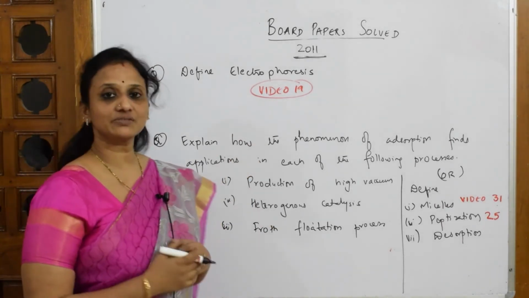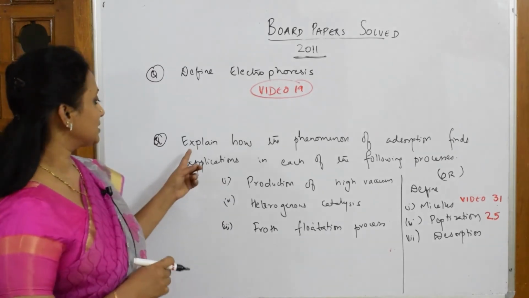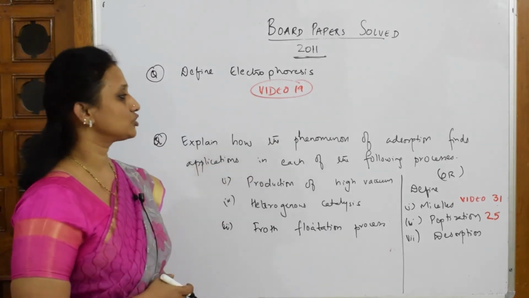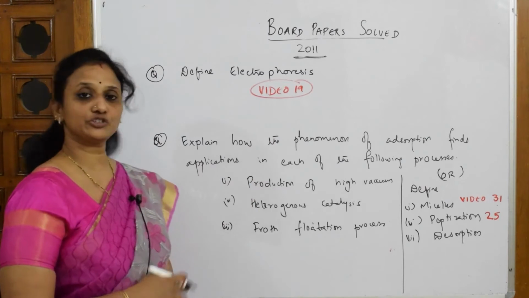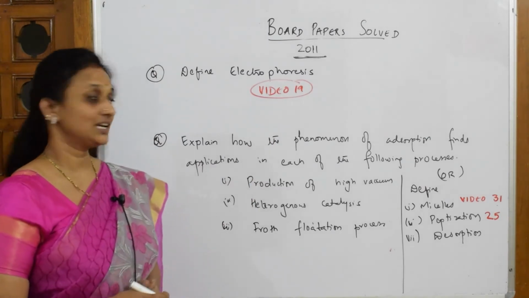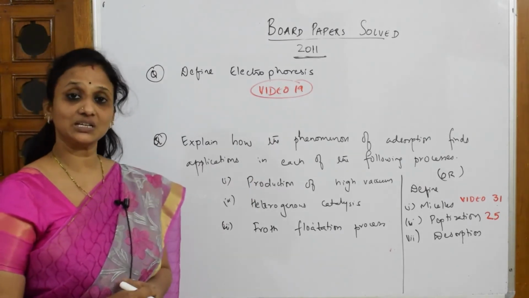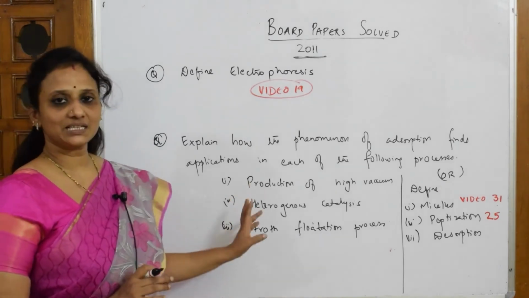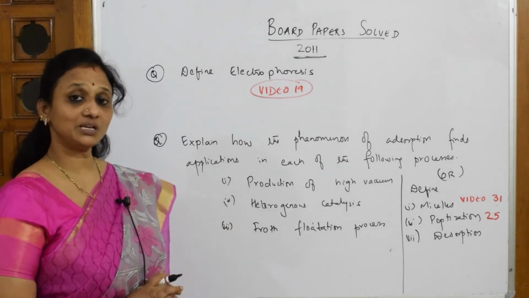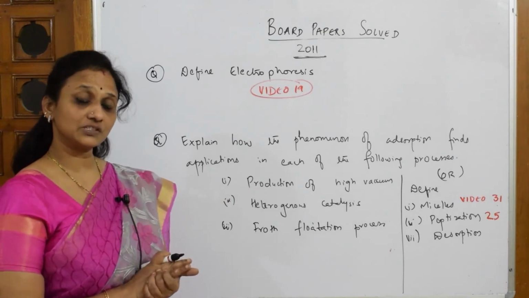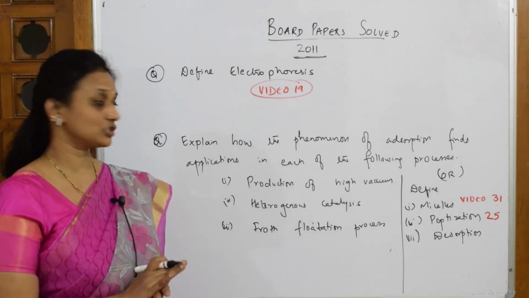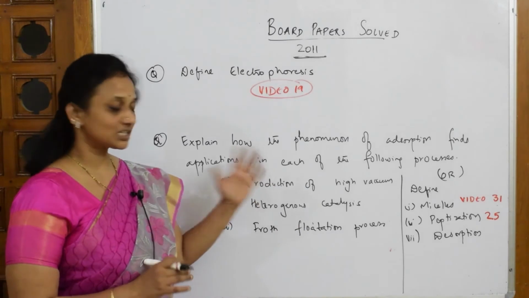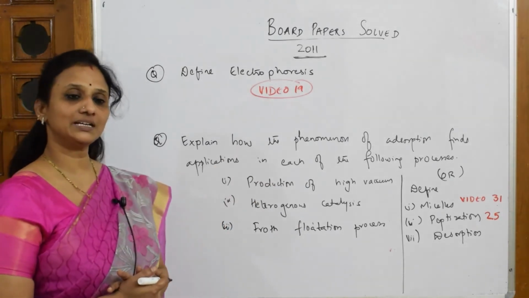So there's one interesting question here. Let's do that. They've given us: explain how the phenomenon of adsorption finds its application in each of the following processes. Okay, that's the reason I asked you to read the applications of adsorption. So let us apply. Simple. Basically, this is given for 1 mark. They asked me to use the adsorption concept or show the application of the adsorption concept in this. So, production of high vacuum. So how are you going to write this?